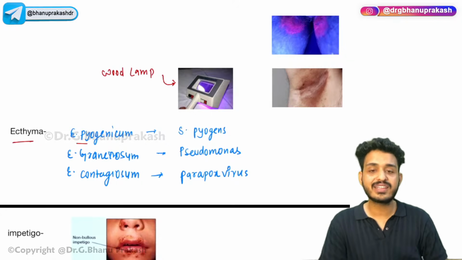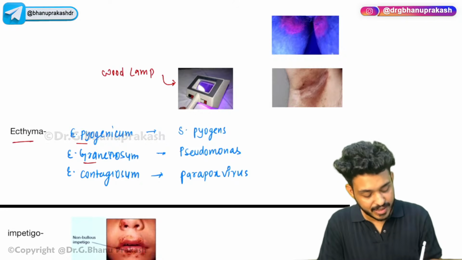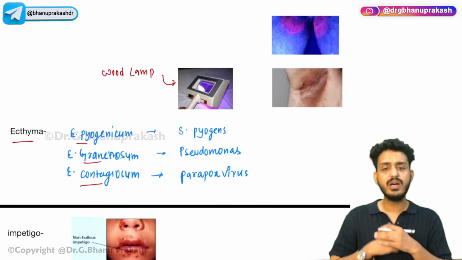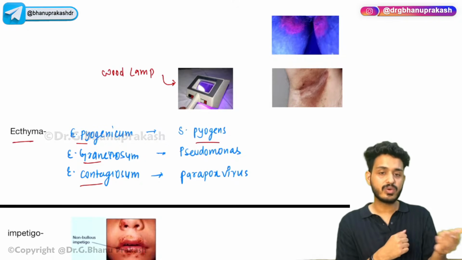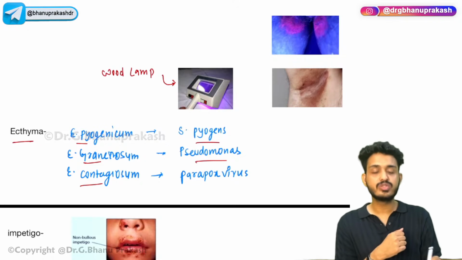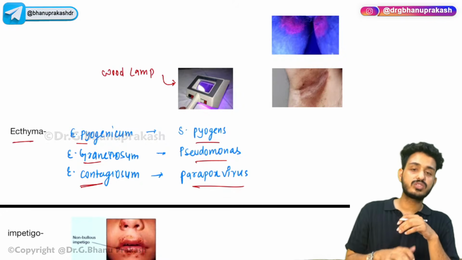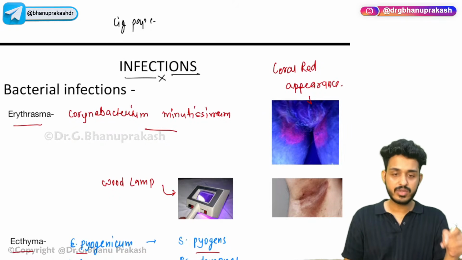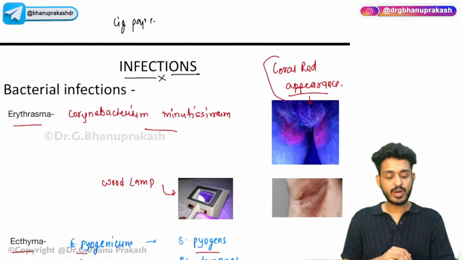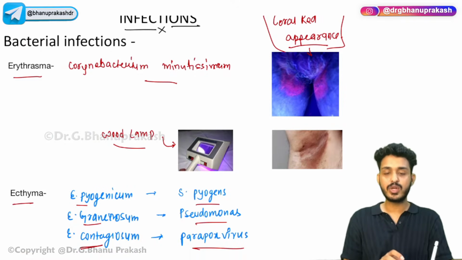So we are having ecthyma pyogenicum, we are having ecthyma gangrenosum, ecthyma contagiosum. Pyogenicum is caused by Streptococcus pyogenes. Gangrenosum is due to Pseudomonas, and contagiosum is a viral disease that is due to parapox virus. Okay, so for erythrasma you have to remember Corynebacterium minutissimum. Which kind of appearance? Coral red appearance. Multiple times asked on wood lamp examination.